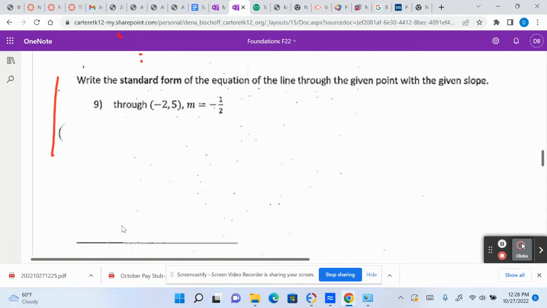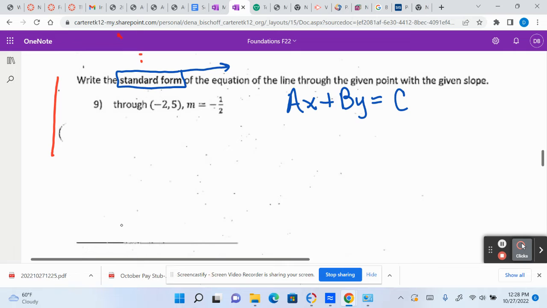Okay. Next one, number 9. Number 9 is just like number 8. We're going to take the slope and the point and write it in point slope form. The only difference is it says it wants the final answer in standard form. Someone tell me what standard form looks like. Eric. AX plus BY equals C. What do we know about the A, the B, and the C?